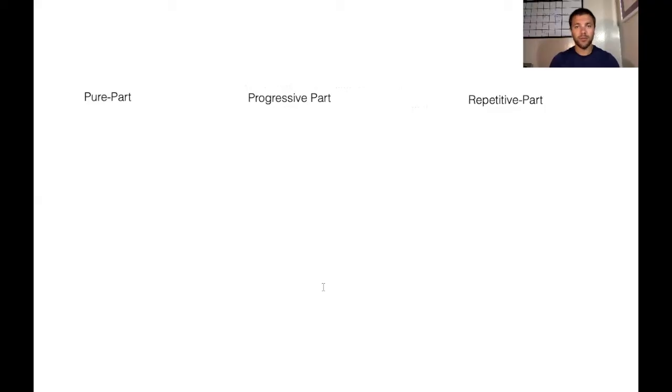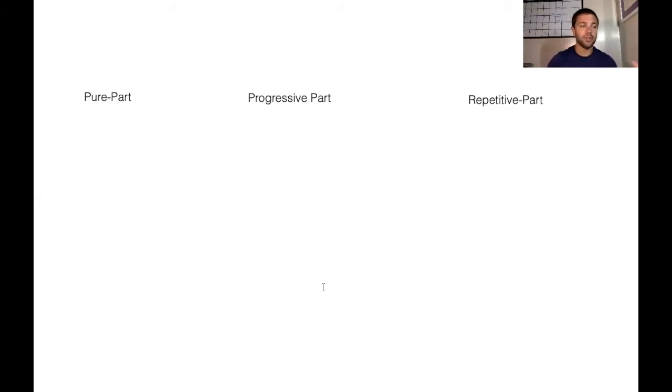Now that I have my whiteboard pulled up, these are the 3 different types of part practice where we are taking parts of a skill and reintegrating them back into the whole. So we have pure part training, progressive part training, and repetitive part training. So when we try and actually break these down into sets or reps of the skill to reintegrate it back together, this is what it's going to look like.